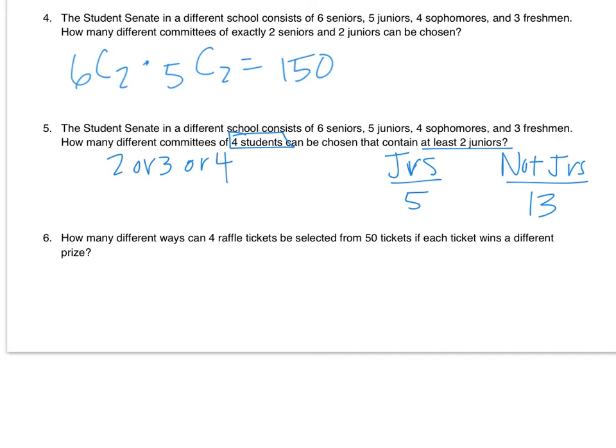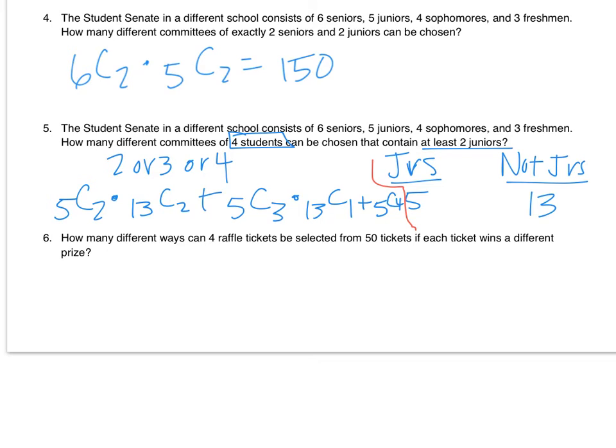So for the 2, we've got 5C2 times 13C2. So 2 and 2 to get a total of 4 kids, plus 5C3 times 13C1. I'm just going to rewrite that a little bit. So our total of the people on the committees is still 4. And then the last one I'm going to try and squeeze in here: we've got 5C4. I know that got a little crowded on my answer key here.